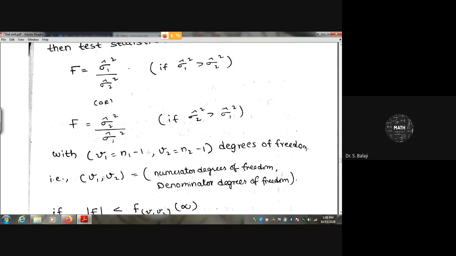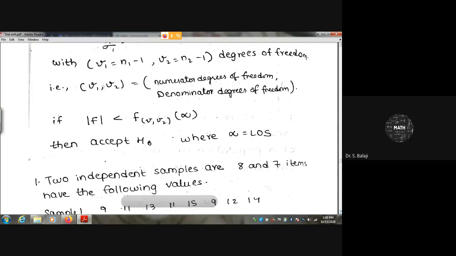Obviously, the calculation of variance contains N1 minus 1 degrees of freedom. The other variance also has N2 minus 1 degrees of freedom. Therefore, you have to consider V1, V2 degrees of freedom. V1 is nothing but the numerator degrees of freedom, and V2 is the denominator degrees of freedom. In that manner, we can consider that.